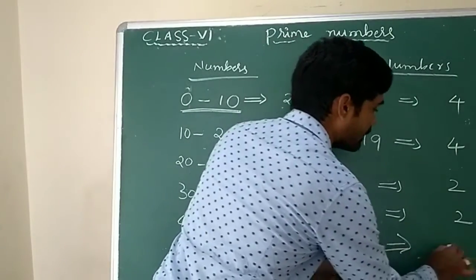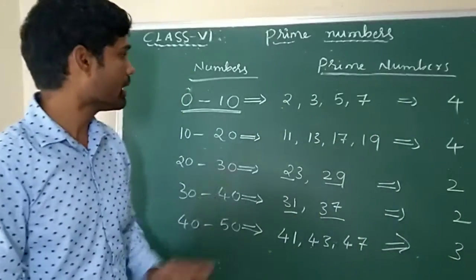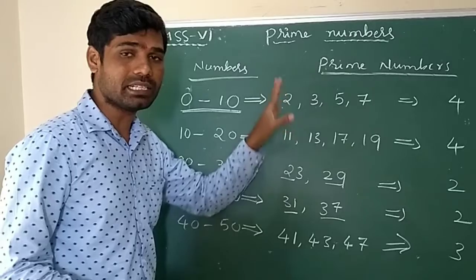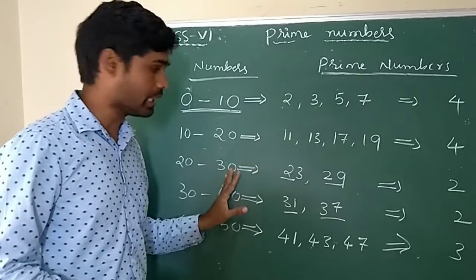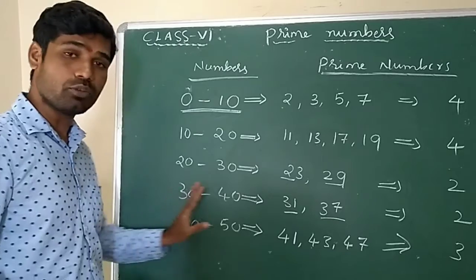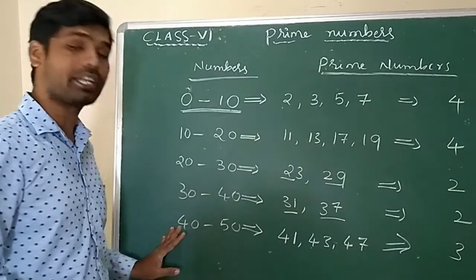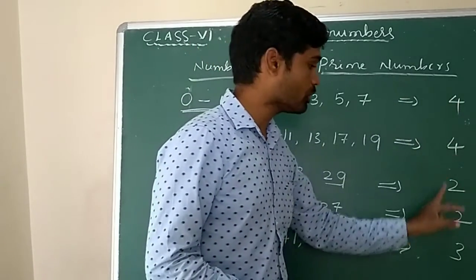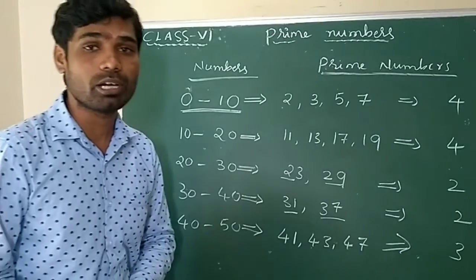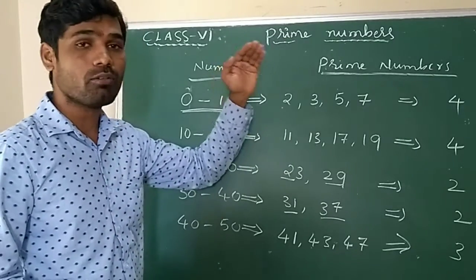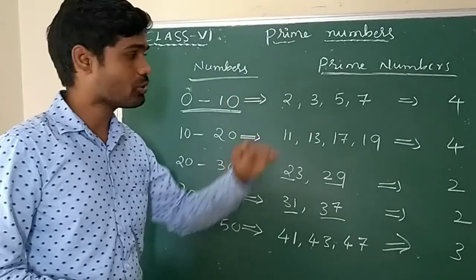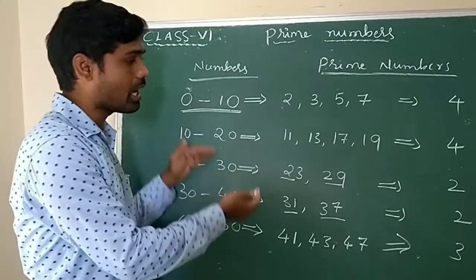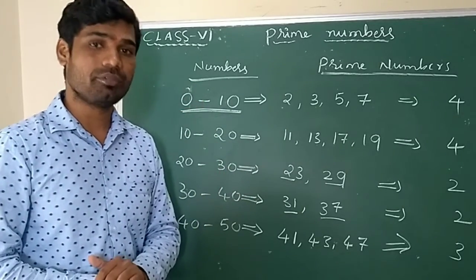So 3 here. Therefore, the easy way to remember: 0 to 10: 2, 3, 5, 7. 10 to 20: 11, 13, 17, 19. 20 to 30: 23, 29. 30 to 40: 31, 37. 40 to 50: 41, 43, 47. So here we have 4, 4, 2, 2, 3. So double 4, double 2, 3. With this simple logic you can remember 4, 4, 2, 2, 3. If you remember in this way, it is easy to remember for a long time. So these are the prime numbers from 0 to 50.